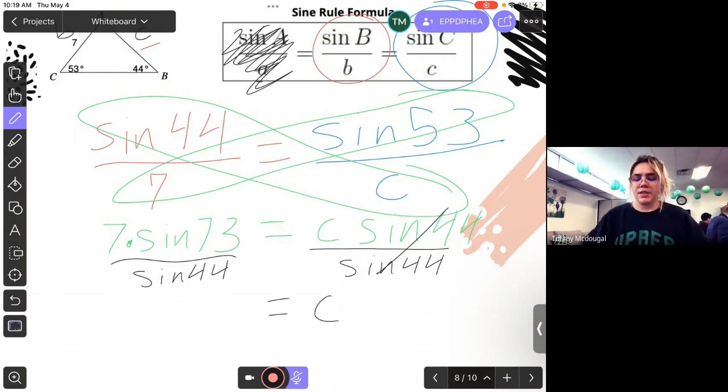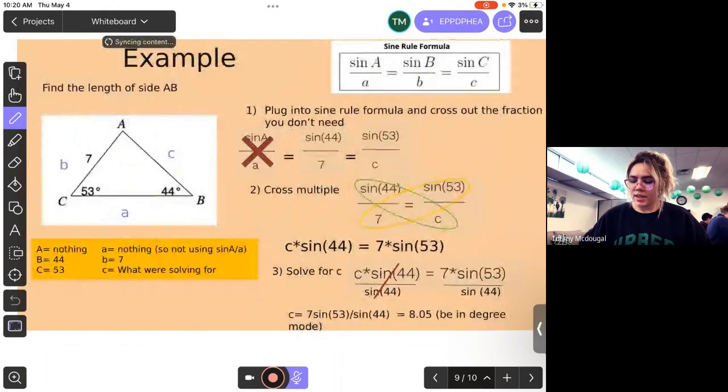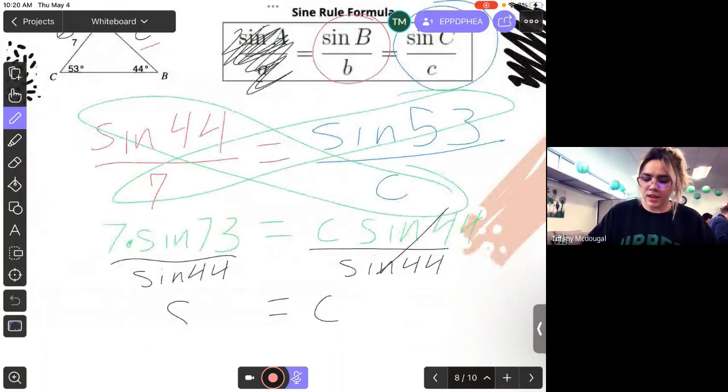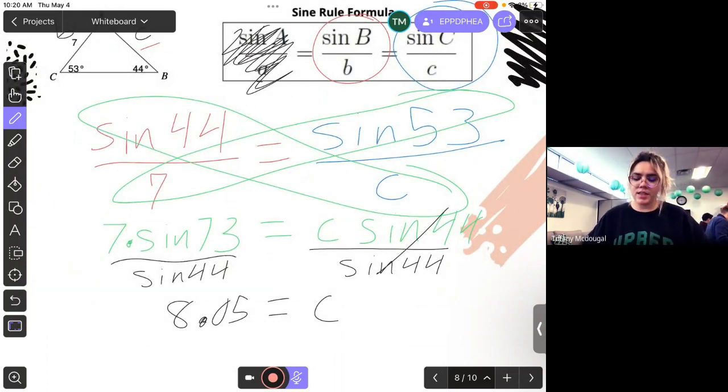And now I'm going to do this on my Desmos calculator. 7 times sine 73 is equal to sine 44, which I solved out on the next slide over here. And it looks like it's going to be 8.05. Please make sure your calculator is in degree mode. If you didn't get this answer, but you're typing it in exactly as you see it, you might be in radians.